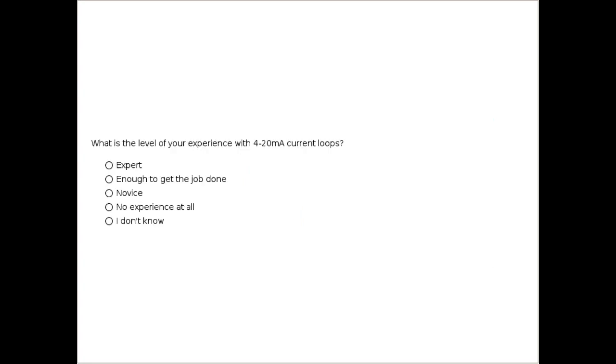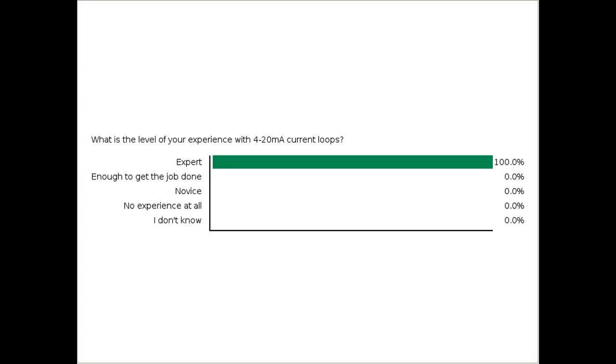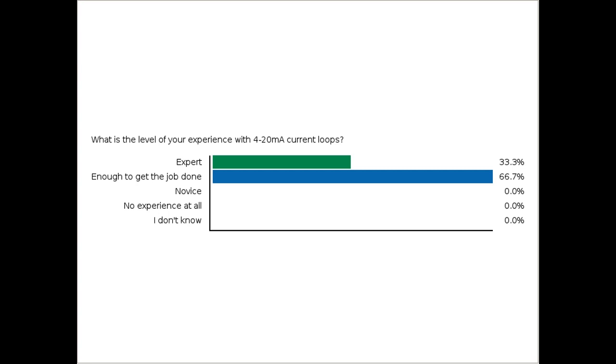And then my last question here is, what is your level of experience with 4 to 20 milliamp loops? This is going to help me know how into detail I need to get about what loop-powered meters really are and why they're important in these applications. Maybe you're a full-blown expert, maybe you've never touched one, or my guess is going to be that most of us know just enough to get the job done. That is usually how this question goes.